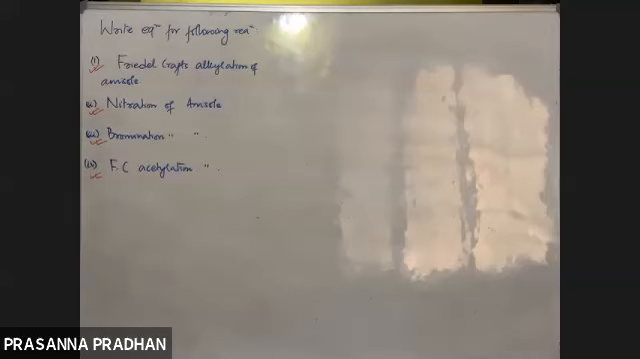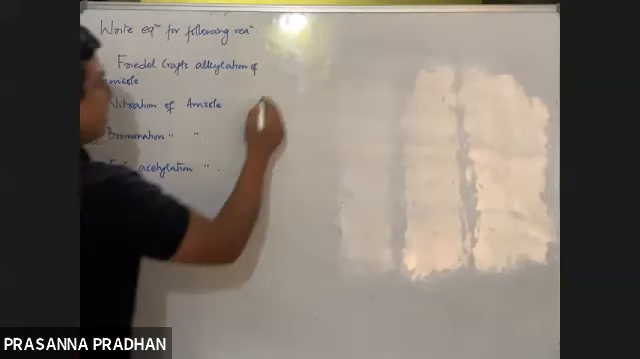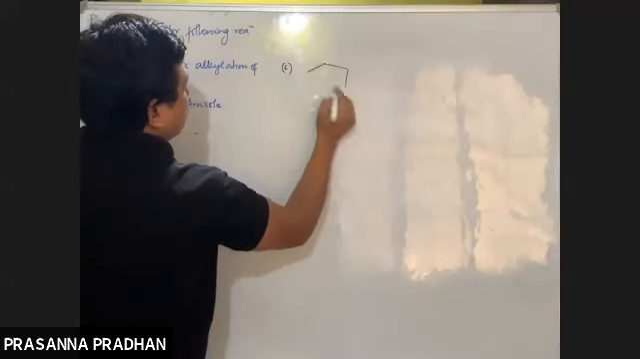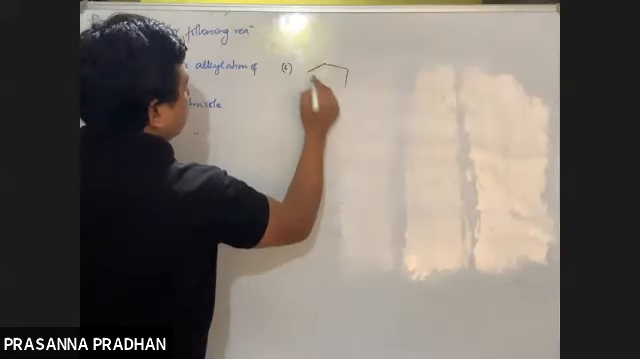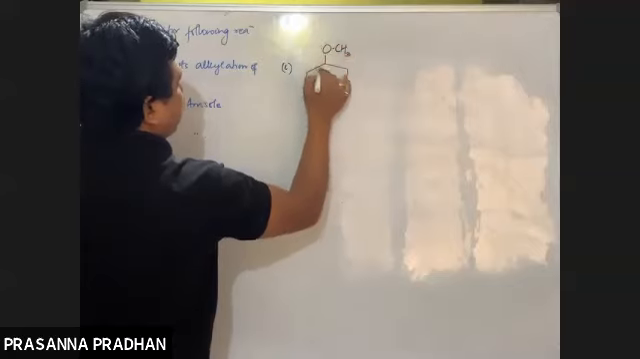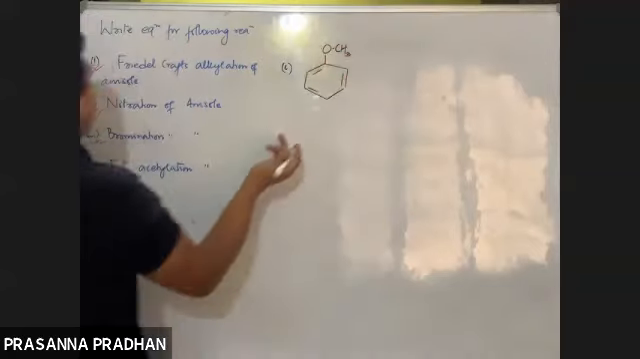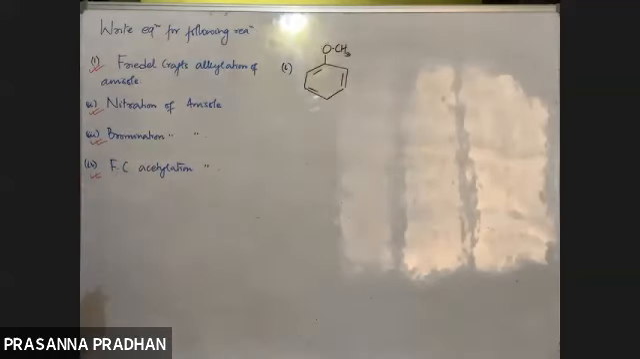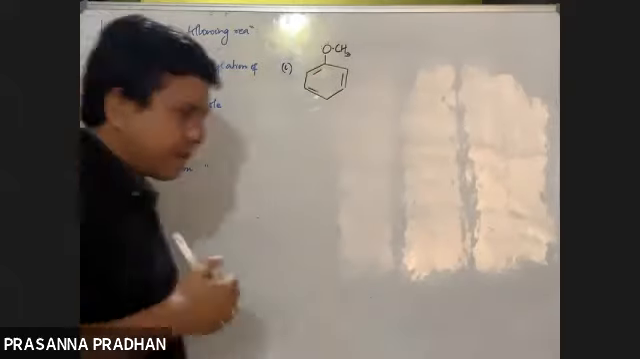So let me start with the first one. We have anisole. We know what anisole is; the common name is anisole, like this. So, Friedel-Crafts alkylation means what reagents will you be using? What are the things we will be using?